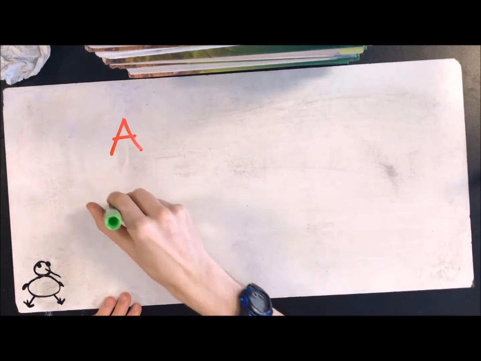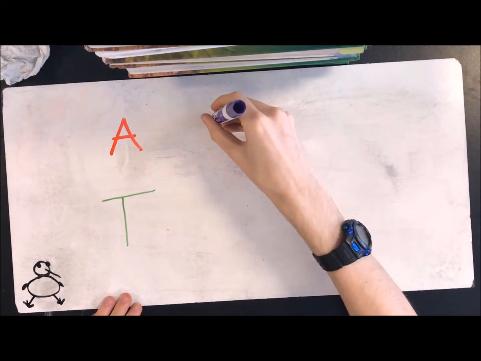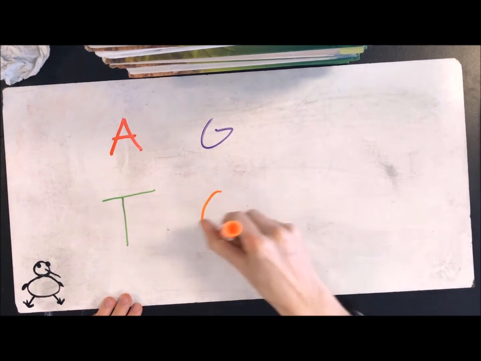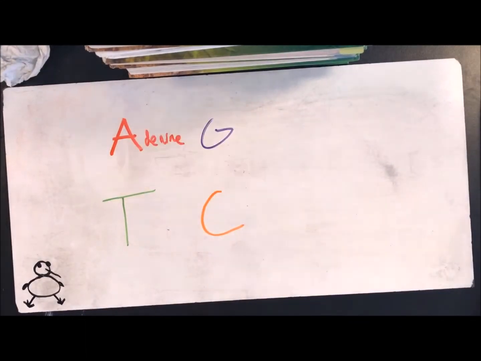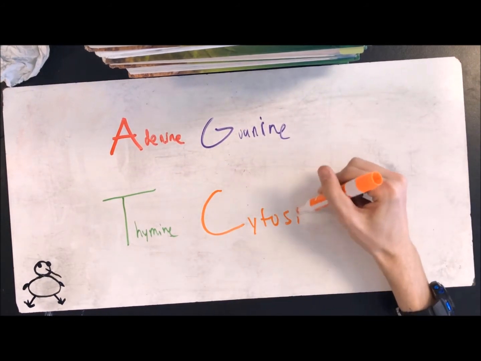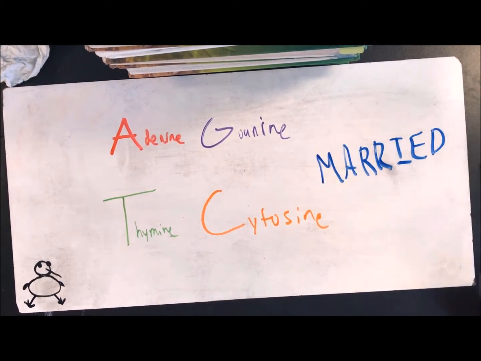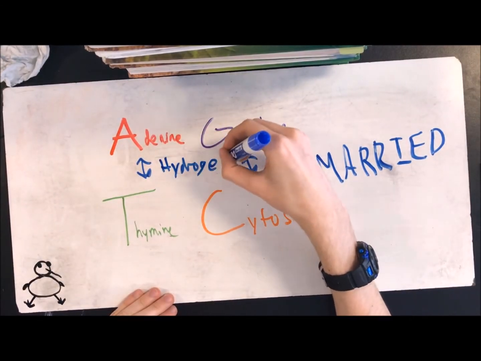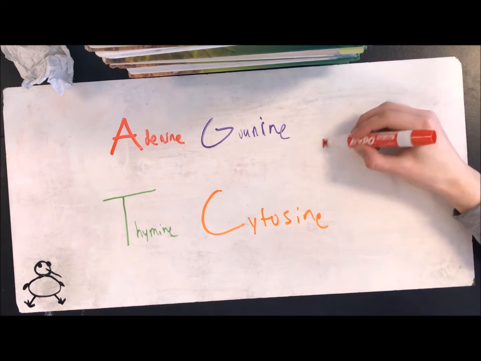There are 4 of these so-called bases, and these bases are called adenine, thymine, guanine, and cytosine. They are all married to each other, adenine to thymine, guanine to cytosine. They are bound together with hydrogen bonds. Correction, they can become unbound.